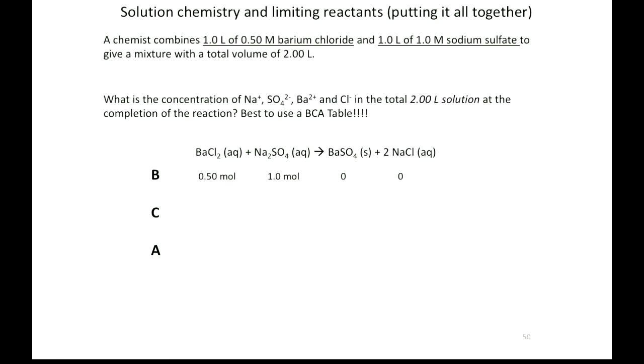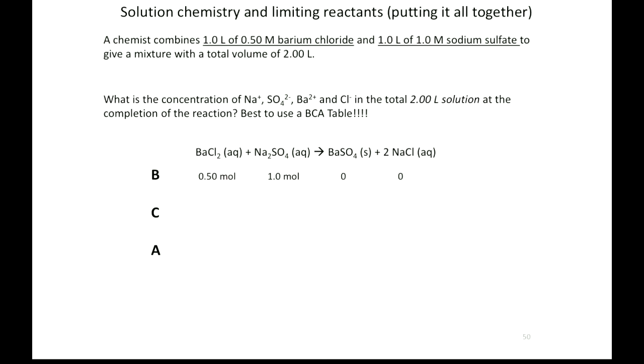So this question is very comprehensive. Often there's no getting around a BCA table. It's just better to look at everything holistically using a BCA table to see what's left over and what's completely consumed. So I already have the BCA table filled out for you, where I took the liter and concentration amounts of the 2 reactants, and I put the mole amounts into the BCA table.